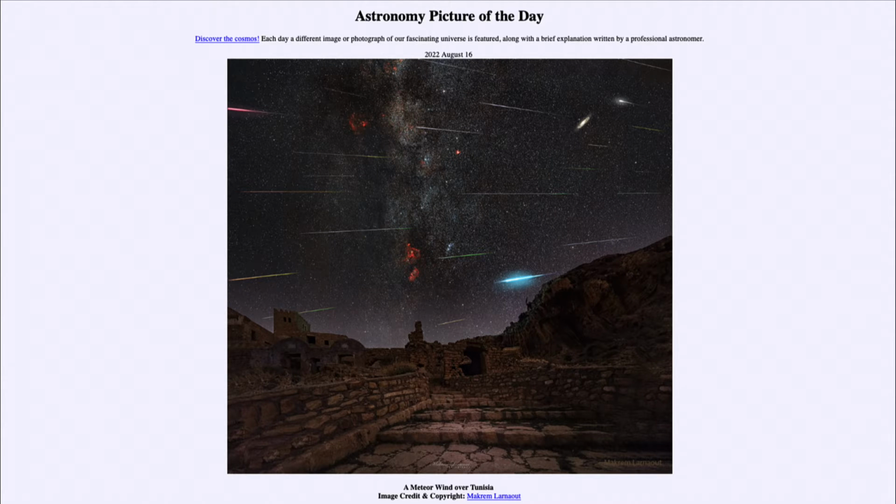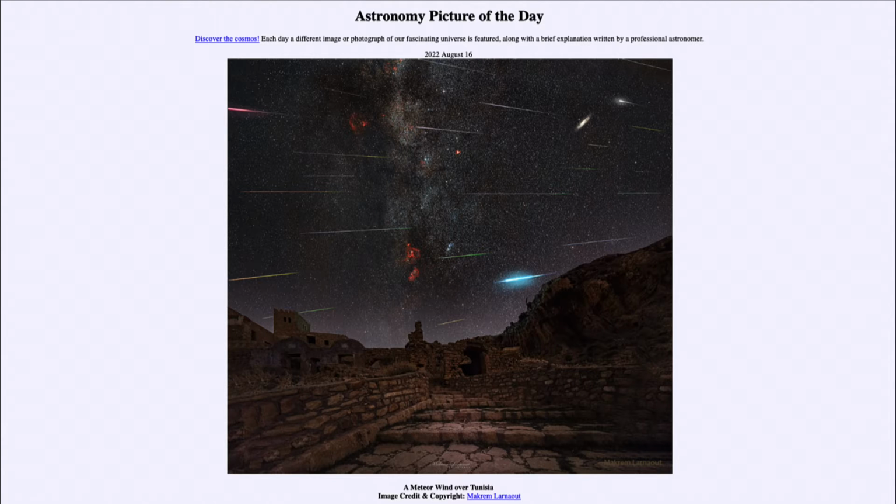One of the things that I like to do in each of my introductory astronomy classes is to begin the class with the astronomy picture of the day from the NASA website, that is apod.nasa.gov/apod. And today's picture for August 16th of 2022. Well, it is titled "A Meteor Wind over Tunisia." So what do we see here?